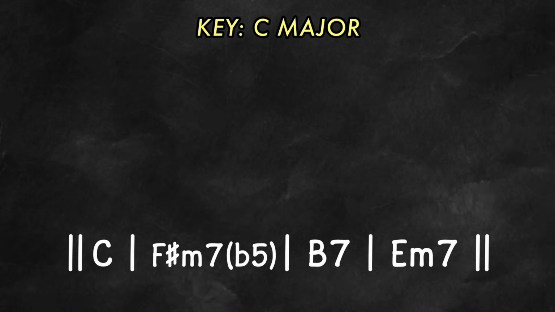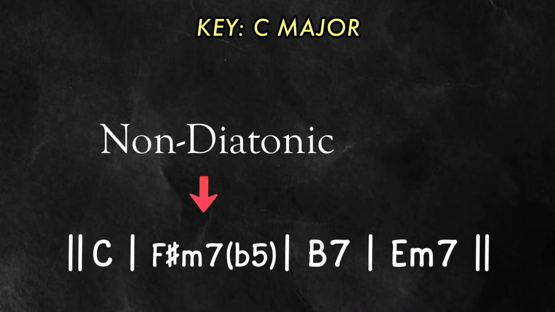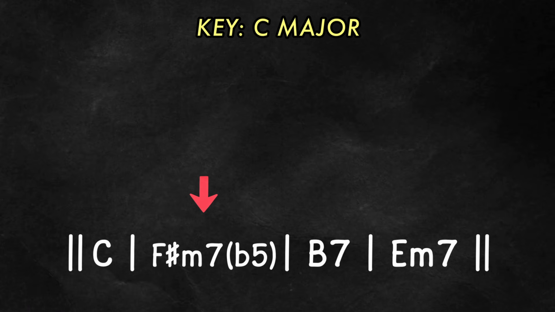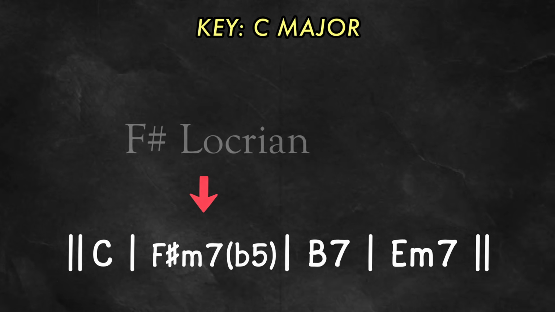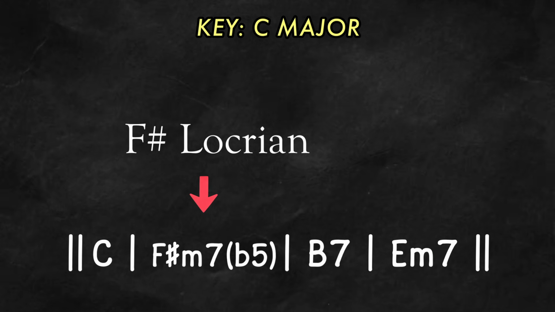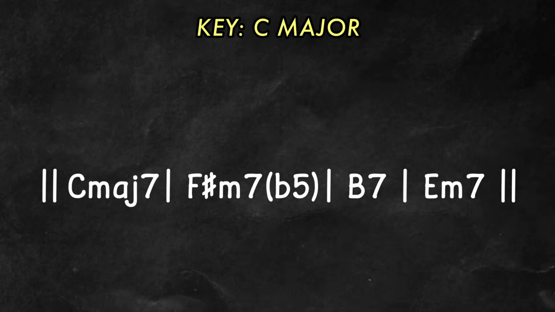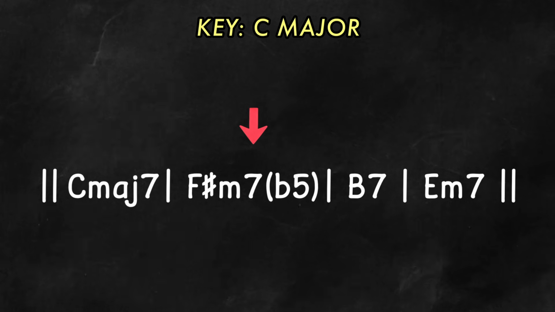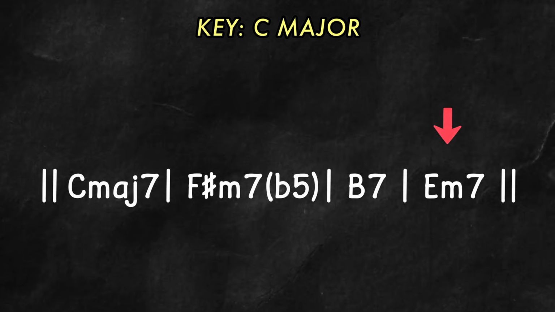So in this next example, I'm going to have C major chord followed by a F sharp minor 7 flat 5 chord. So F sharp is not in the key of C major, but it doesn't matter. It's a minor 7 flat 5 chord. I'm going to use F sharp Locrian to play that chord. That's all. Okay? So in this next progression, we're going to have C major 7, F sharp minor 7 flat 5, B7, and E minor 7.